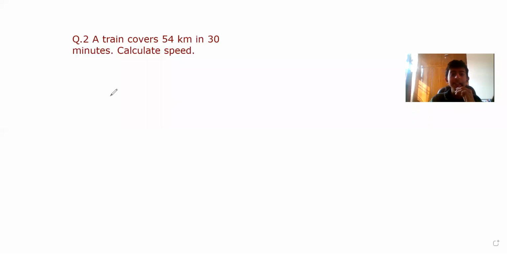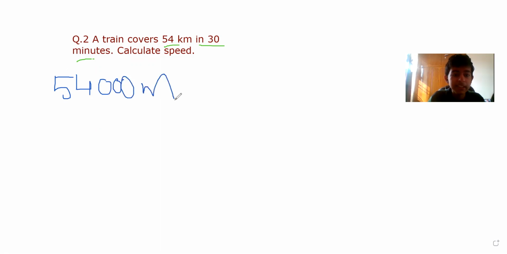This is our second numerical. A train covers 54 kilometer in 30 minutes. So first convert the units into meter and second. So 54 kilometer is going to be 54,000 meter, multiply by 1000. And 30 minutes, if you multiply 30 into 60, you're going to get 1800 seconds.